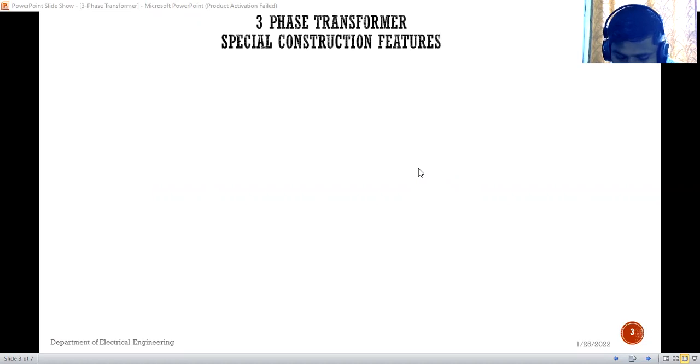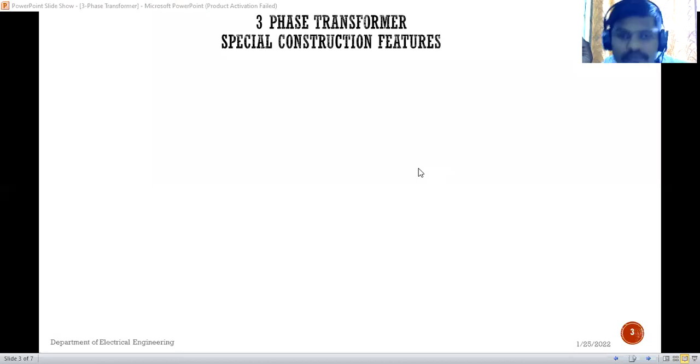So in that we have already discussed some of the advantages and disadvantages regarding three single-phase transformers over one three-phase transformer. That means a bank of three single-phase transformers over one three-phase transformer. We have discussed some of the advantages and some of the disadvantages. This part we have already covered in the previous lecture.